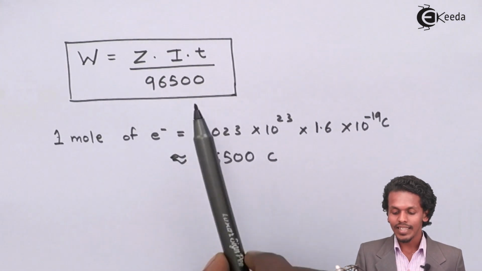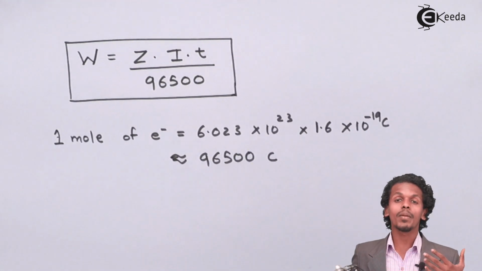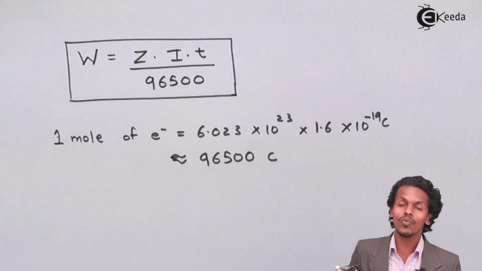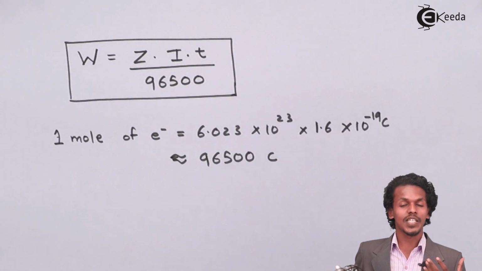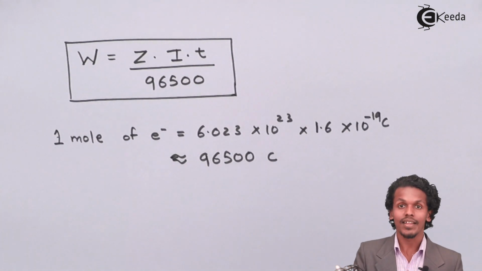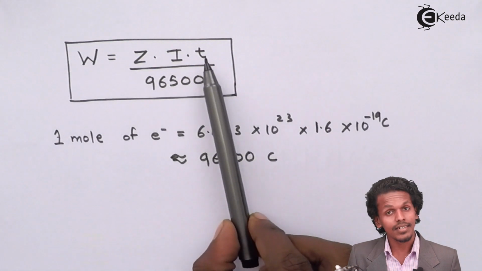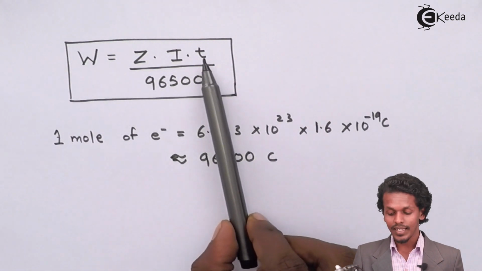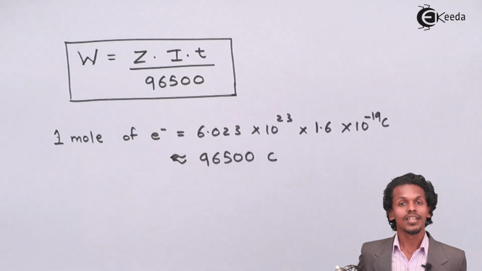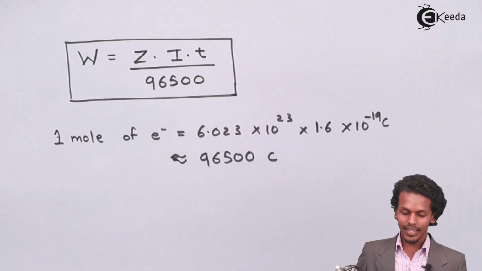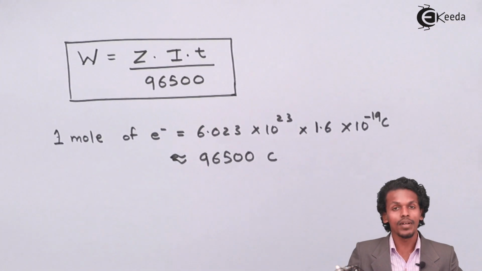With the help of this formula, we can estimate the mass of a particular substance deposited when this much current is passed in this time interval, for a substance which has an equivalent weight of Z. So this was very easy. Based on these two laws, we have formulated the formula.